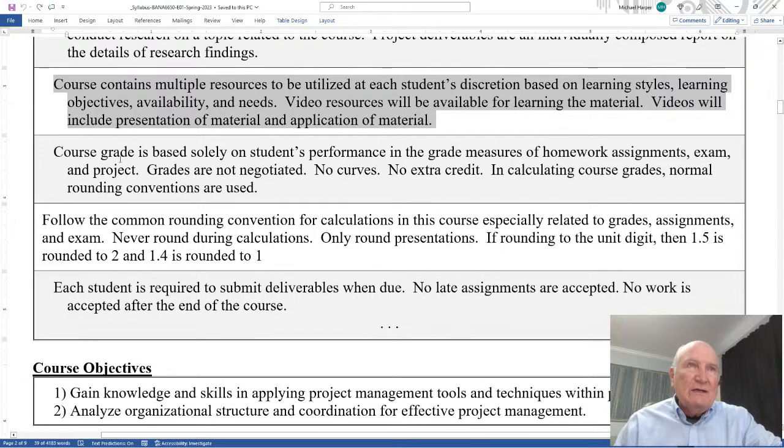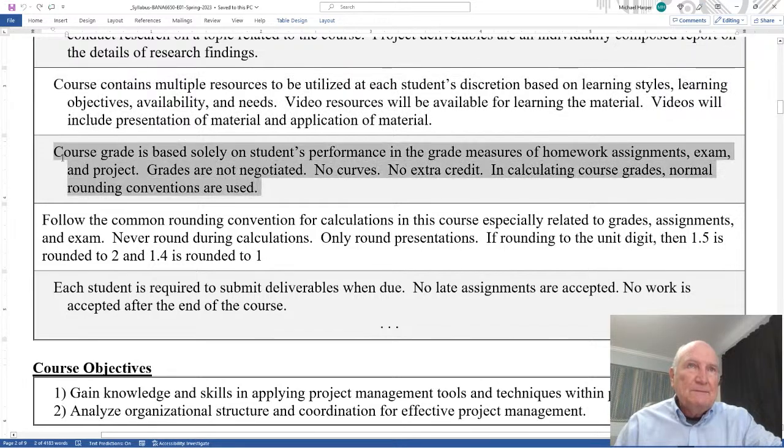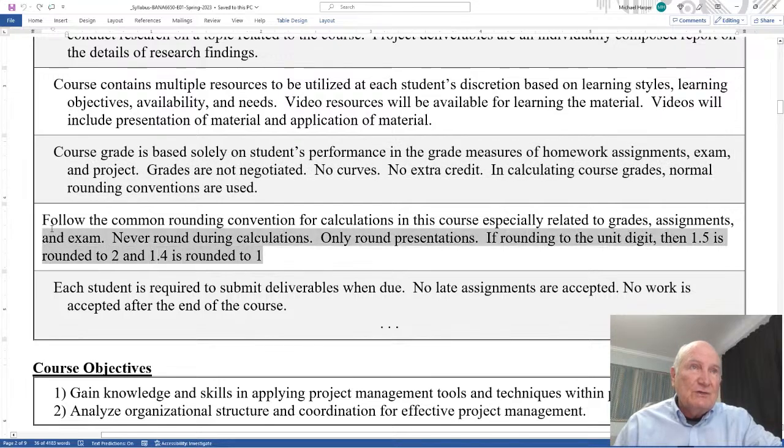The course grade is based solely on students' performance in the grade measures of homework assignments and exam and project. Grades are not negotiated, no curves, no extra credit. In calculated course grades, normal rounding conventions are used, and these are the rounding conventions. Follow the common rounding conventions for calculations in this course, especially related to grades, assignments, and exam. Never round during calculations, only round presentations.